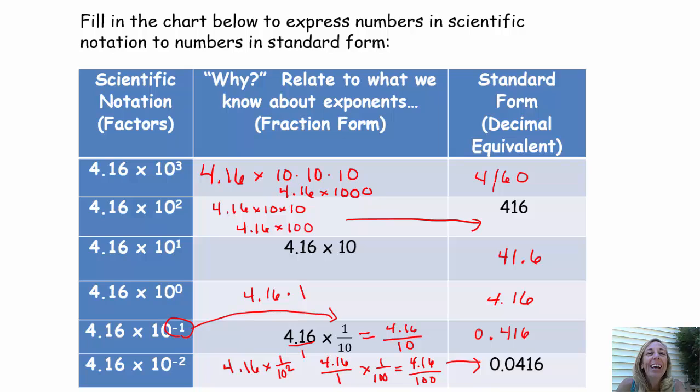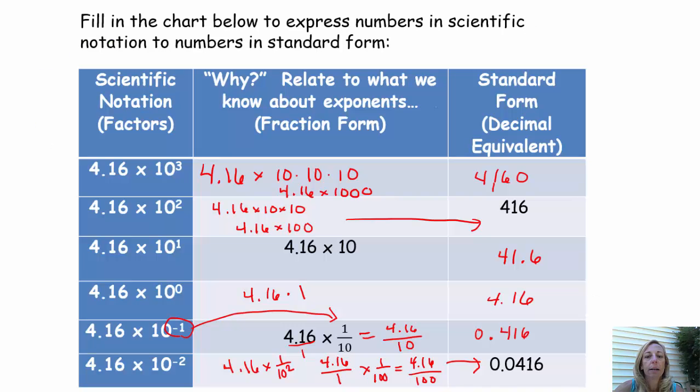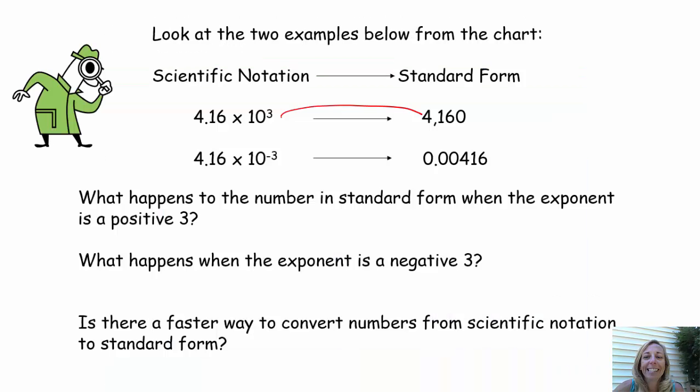Let's look at this in more depth. Look at these two examples below. First one we have is the 4.16 times 10 to the third. Now recall from the chart that 4.16 times 10 to the third is actually written as 4,160 in standard form. Now if we look at the next one, notice that negative 3 now takes your 4.16 and makes it a smaller number, and it's actually a decimal, 0.00416. What do you think happens to the number in standard form when the exponent is positive?